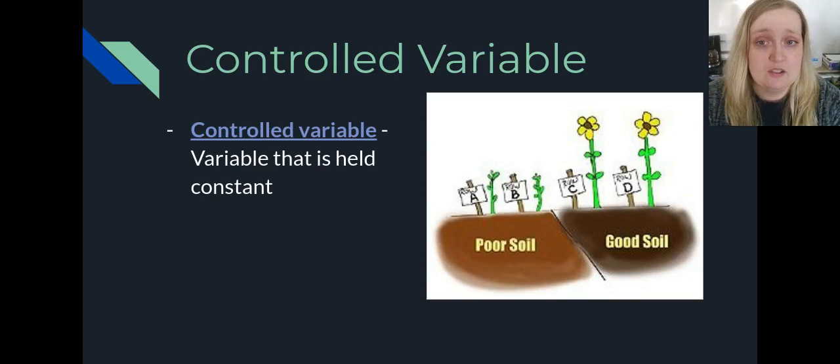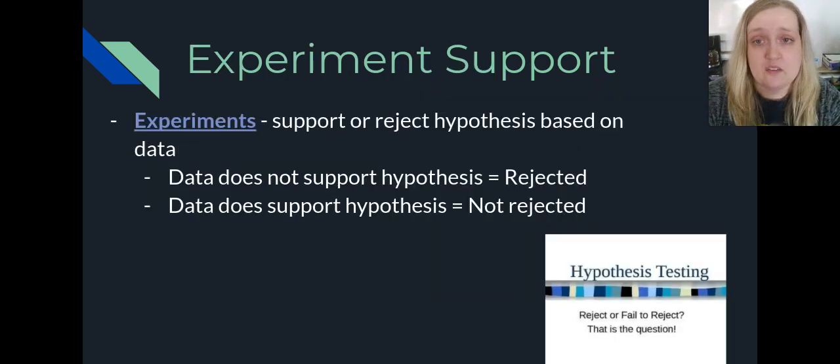Your controlled variable is a variable that is held constant. So the example that we had before, our controlled variable would be the amount of water and the type of soil or the type of plant being used.